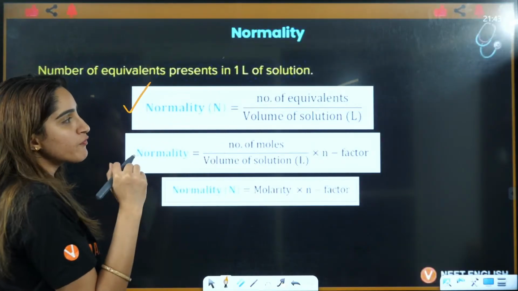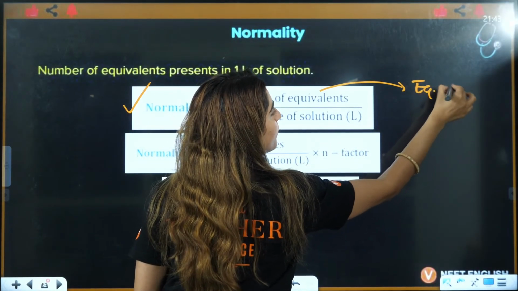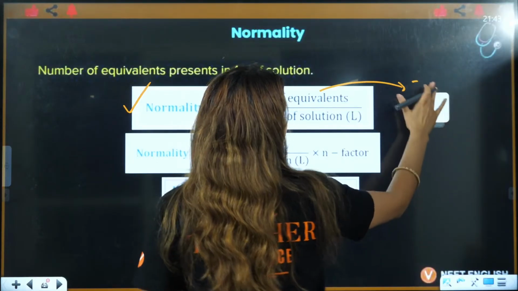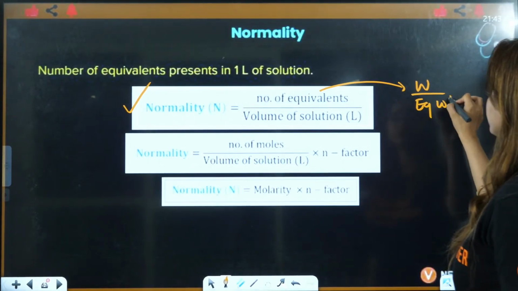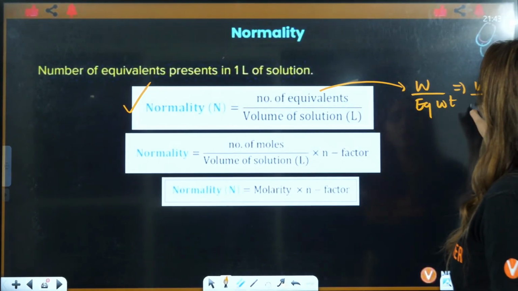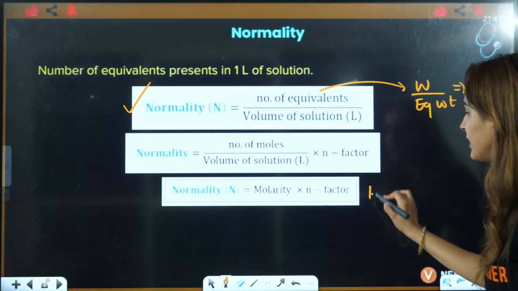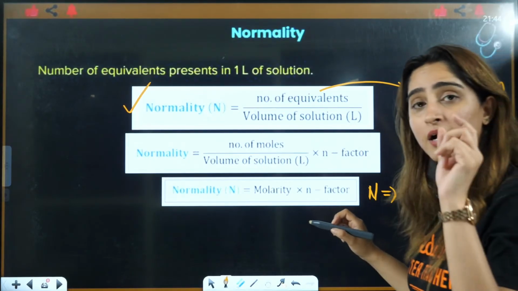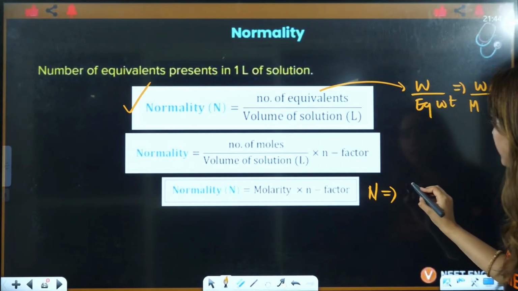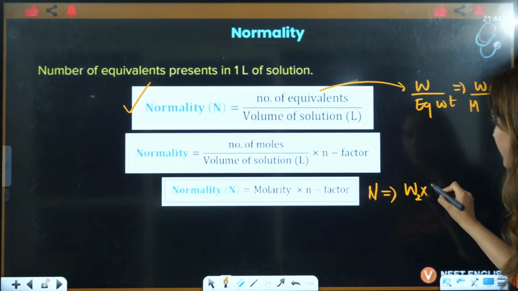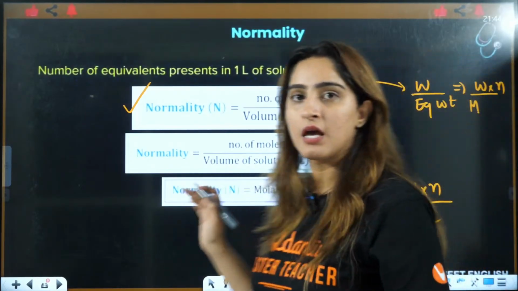Now, what is number of equivalents? We have studied that number of equivalents is given weight by equivalent weight. What is equivalent weight? Molar weight by n factor, right? So that's why normality will be equal to number of equivalents, which is weight by equivalent weight. So that will be W, weight of solute, multiplied by n factor, divided by molar mass, right? Okay, understood this thing, students?